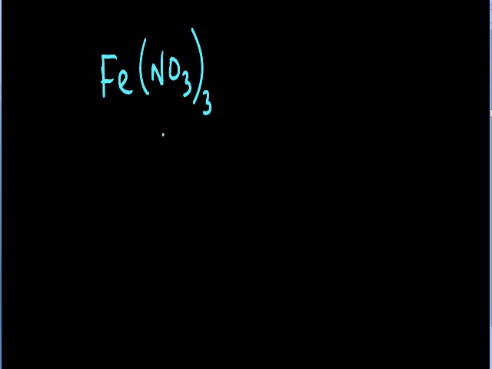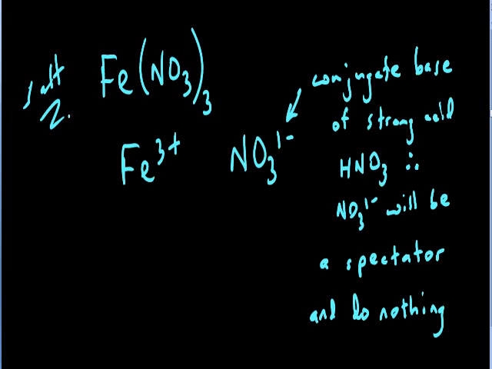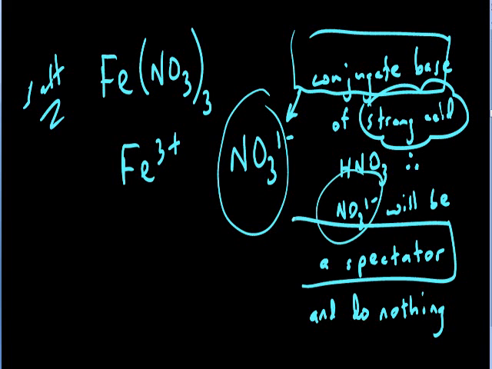Therefore, a salt such as iron 3 nitrate will end up making the resulting solution acidic. Looking at our salt, the negative ion nitrate is the conjugate base of the strong acid HNO3. Because it's the conjugate base of a strong acid, the NO3 minus ions will end up being a spectator and do absolutely nothing to alter the pH of the solution.